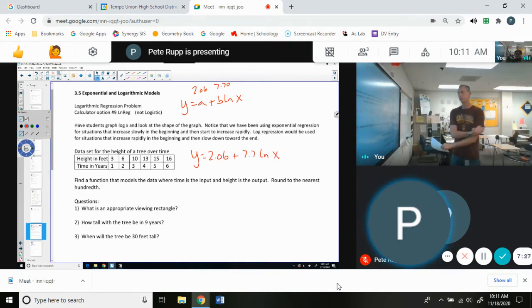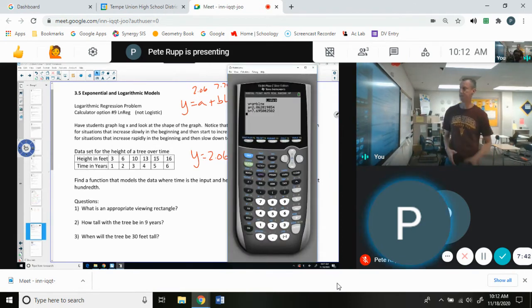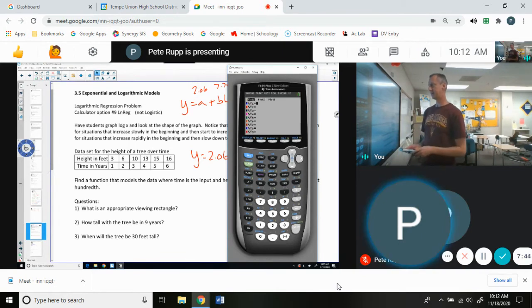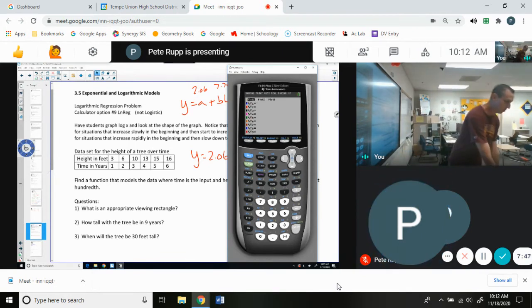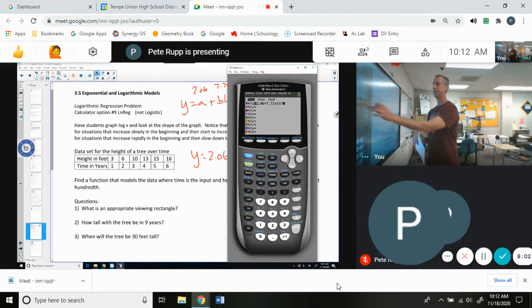So before you do anything, you're going to want to check and see if that actually does model the data well. So when I graph it along with the data points that I've already graphed, does it look like it matches up real well? So let's go ahead and go back to our graphing calculator. And this time I'm going to go back to my y equals, and I'm going to type that function in there. So that would be y equals 2.06 plus 7.7 natural log of x. And then I'm going to graph that along with my data.